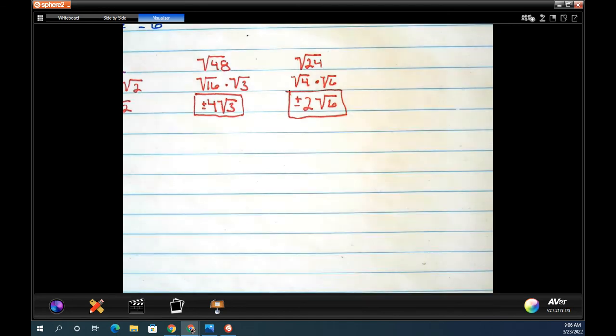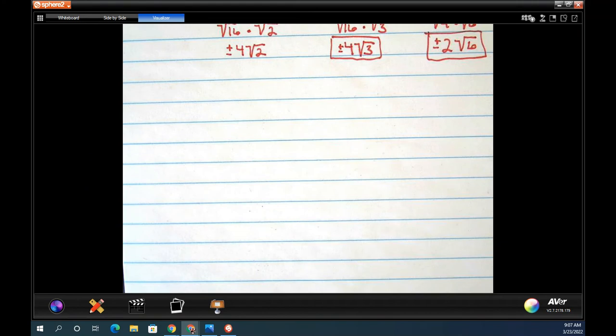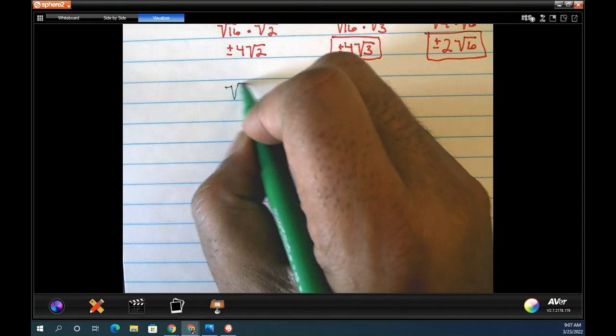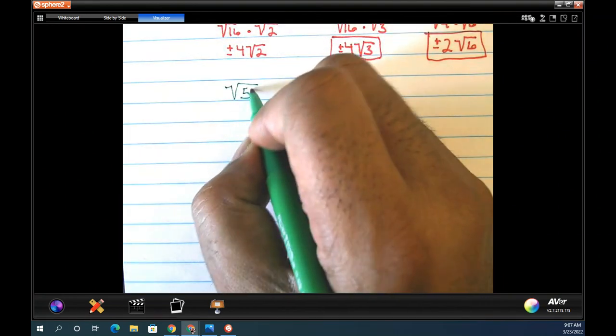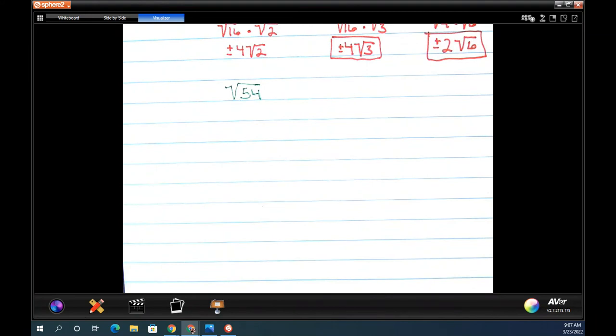How did that one go? Try this one. Let's go the square root of 54. Try that one.